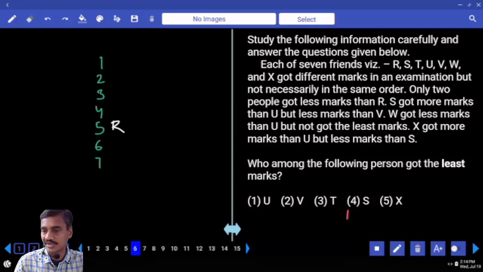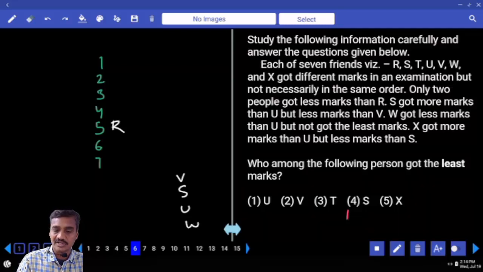Lesser than R, how many people? Only 2. And S got more marks than U. S more than U but lesser than V. And W got less marks than U but not the lowest. W got lesser than U but not the lowest. X got more marks than U. Now X has got more marks than U as well. Isn't it? Hence what is the possibility we have?